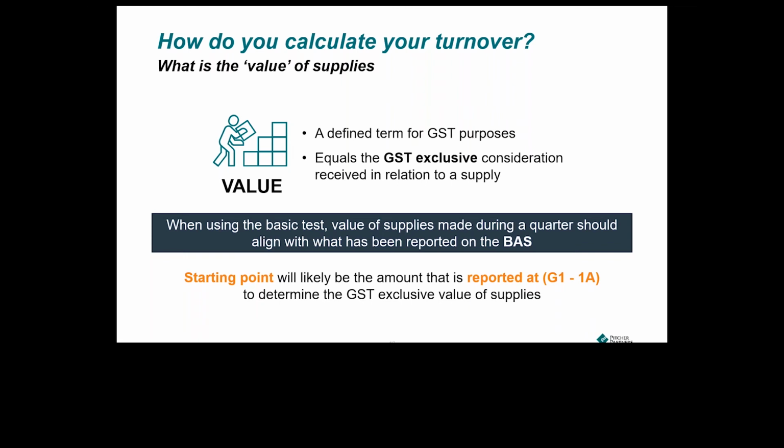But the starting point here for JobKeeper 2.0 and 10% decline in turnover certificate purposes is effectively your BAS, and it's labels G1 and 1A of the BAS. So theoretically, all things being equal, you should be able to start at label G1, deduct the GST amount at label 1A, and the difference should be the GST exclusive value of the supplies that you have made for the relevant period.